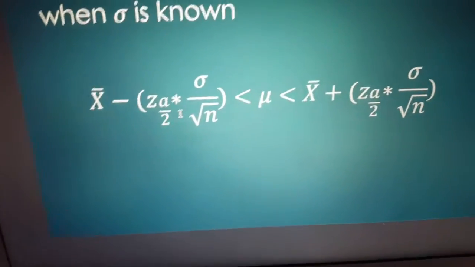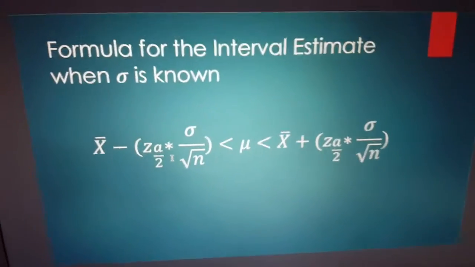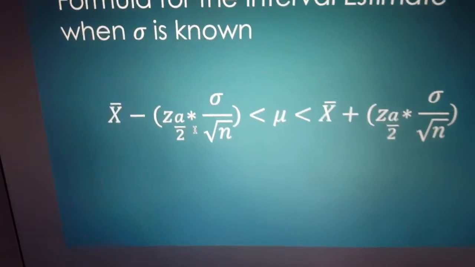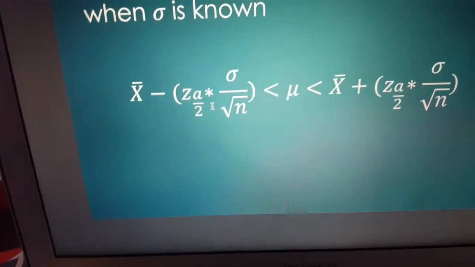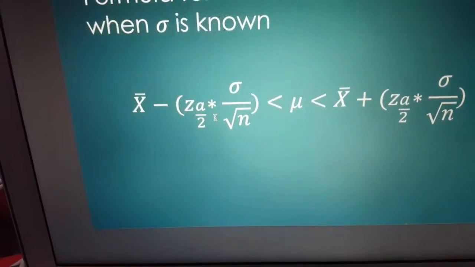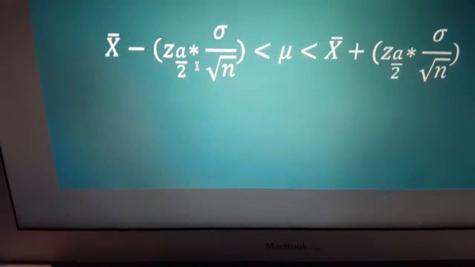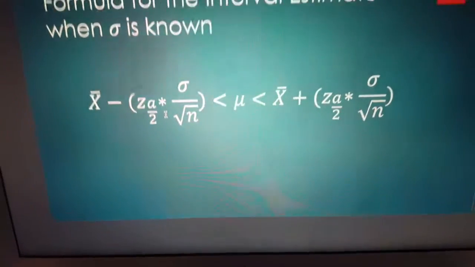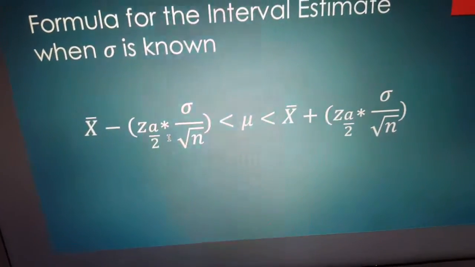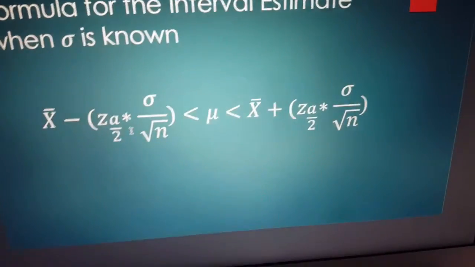When finding the interval estimate when the standard deviation is known, you have to take a look at the formula. So we have x bar minus quantity z alpha over 2 multiplied by the sampling error, less than mu, or the mean, less than x bar plus z alpha over 2 multiplied by the sampling error.